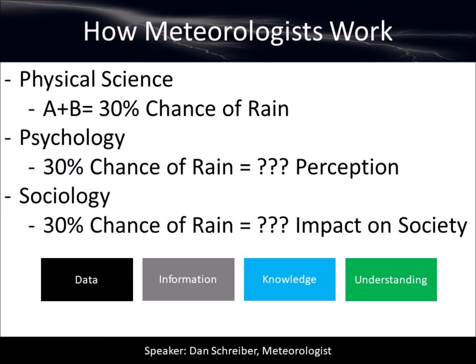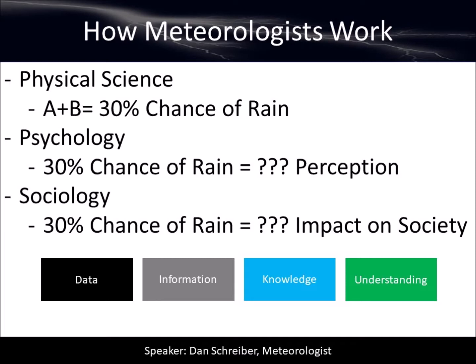So there's a lot of looking at what's happened in the past under similar situations and trying to apply that to what we think is going to happen in the future. A lot of statistics involved. And so in some way, shape, and form, it's a very physical science, very mathematically based, statistically based. But we have to apply psychology too. If we tell you it's a 30% chance of rain, what does that mean to you?